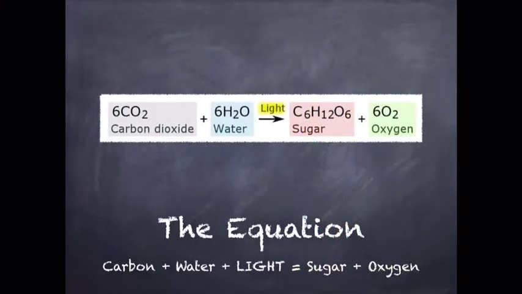Okay, now let's talk about the equation of how carbon and water and light equals sugar and oxygen. What does this mean? Well, on the left, you'll notice 6 carbon dioxide molecules plus 6 water molecules, when combined with light, will produce sugar and oxygen.